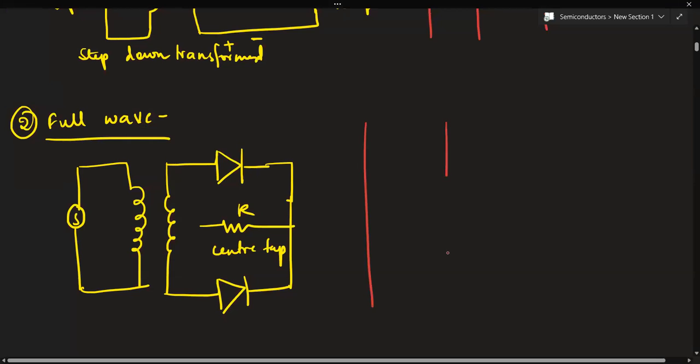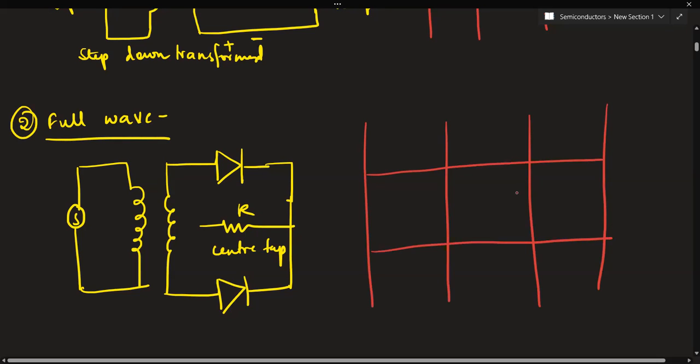So let's say this is the graph. And now say this is the negative end and this is the positive end. So this will be reverse biased. But this second diode, this is the first diode, this is the second diode, this will conduct. So we'll again get an output.